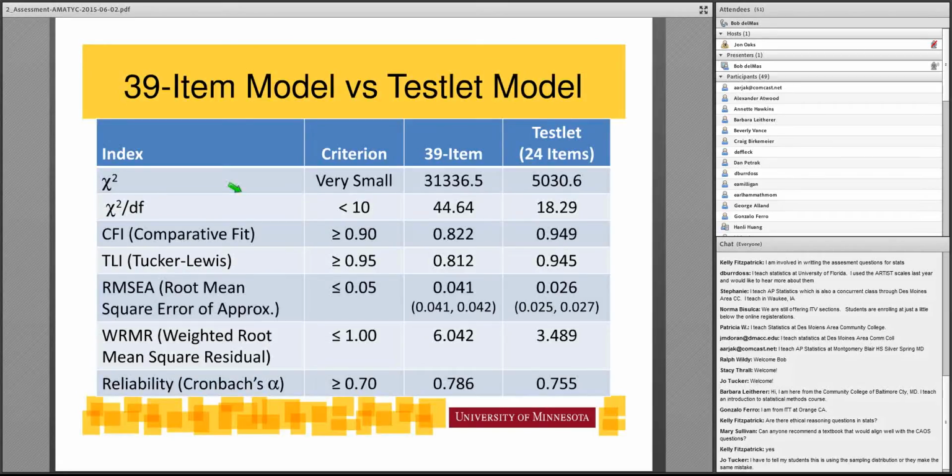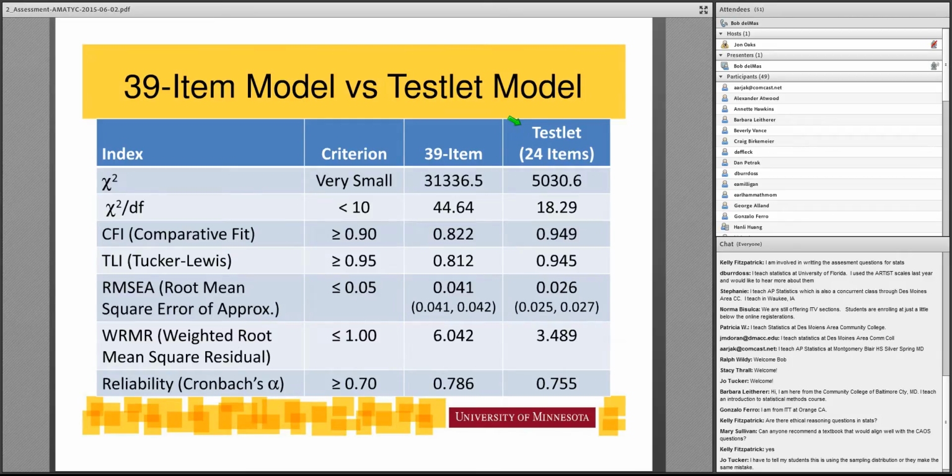And so what's going on now on this slide is the last column shows you the fit statistics for the reduced set of items where we consider testlets. And you'll see that although we don't meet the criteria for this chi-squared divided by degrees of freedom, most of the other criteria are met. A higher comparative fit index, a higher Tucker-Lewis index. Root mean square is actually lower, which is a good thing. We have less error in reproducing the correlations and covariances.